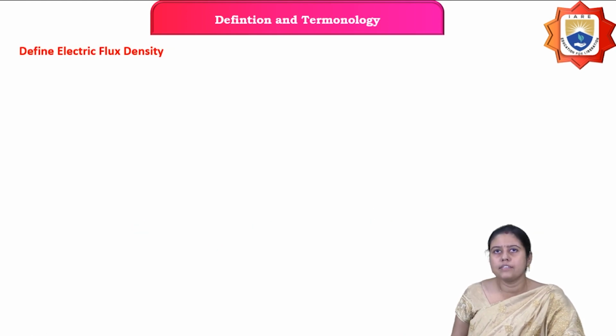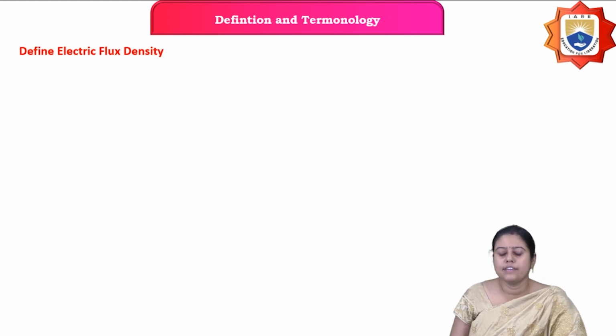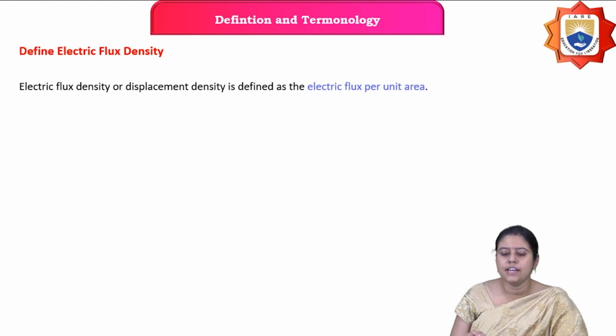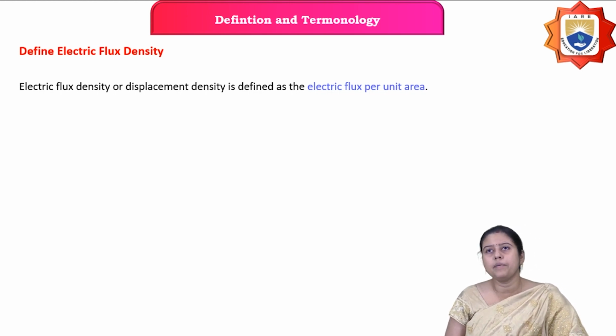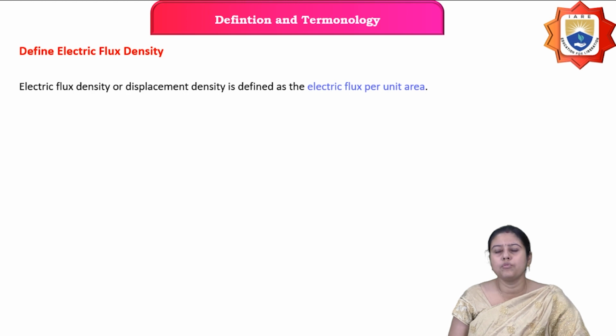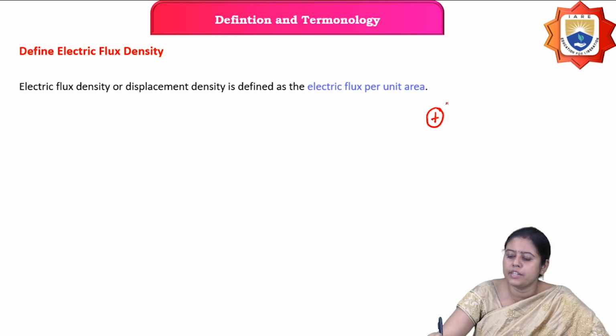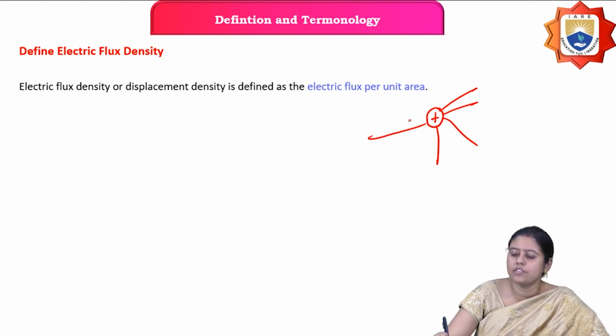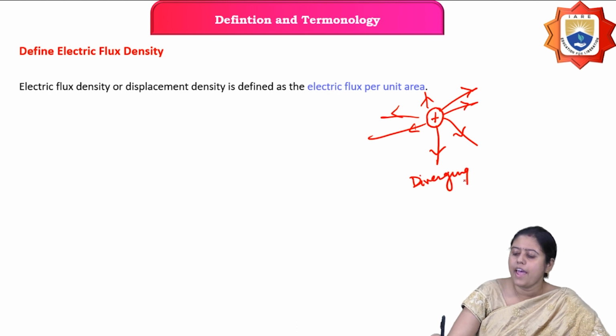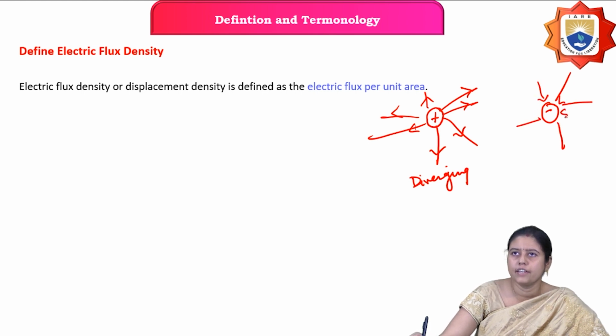So I am moving to my next question. What is the electric flux density? Electric flux density or displacement density is defined as the electric flux per unit area. As I told in the previous slides, from the positive charge there are some electric lines of force in the outward or diverging direction, and for a negative charge they are in the converging direction.